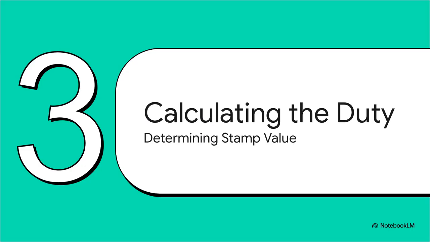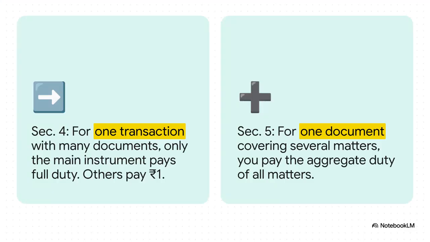Okay, so we know the basic terms. Now for the nitty-gritty. How do you figure out exactly how much stamp duty you owe? The Act has some very specific rules for this. Now this slide shows two situations that can be a little confusing, so let's clear it up. On one hand, you've got Section 4. This is for when one single transaction needs a bunch of different documents. In that case, you only pay full duty on the main one. The others get a tiny nominal fee.